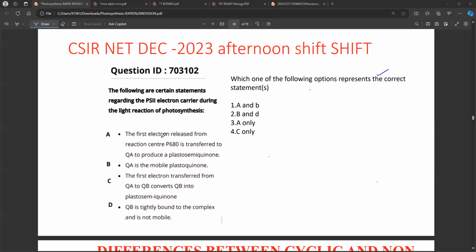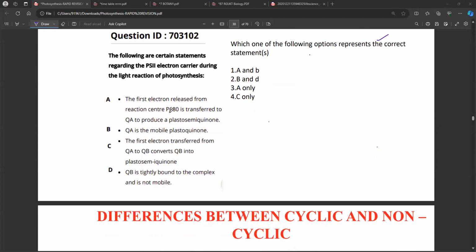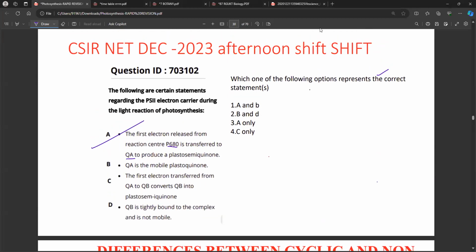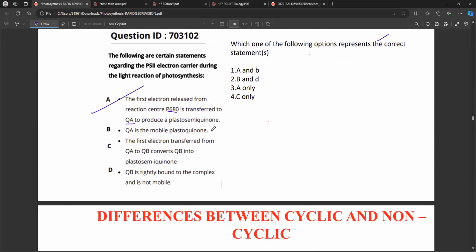Look into the question. The first electron released from the reaction center P680 is transferred to the plastoquinone A, which is reduced to the plastosemiquinone. Absolutely true. Option B says that QA is the mobile plastoquinone. That is a wrong statement, because QA is the tightly attached one. The first electron transferred from QA to QB converts the QB into plastosemiquinone. That is wrong, right? Because QA is going to reduce it to plastosemiquinone. So option C is also a wrong statement.